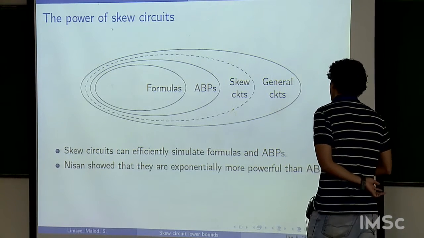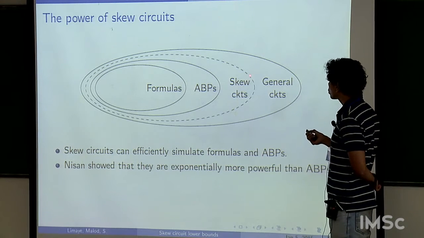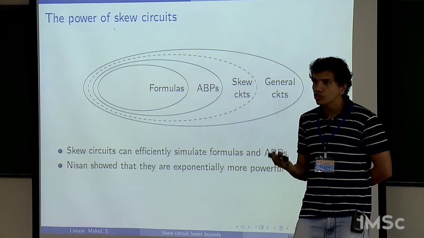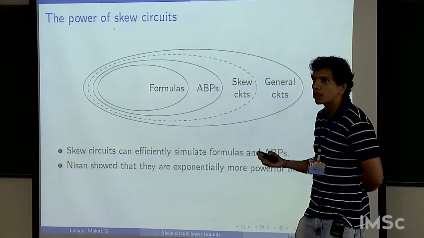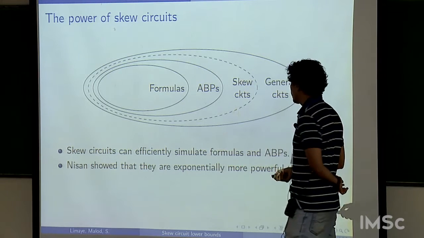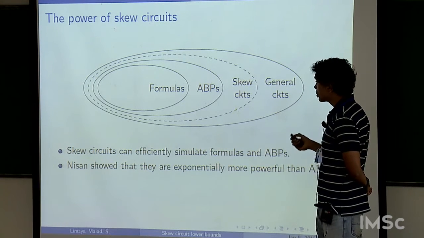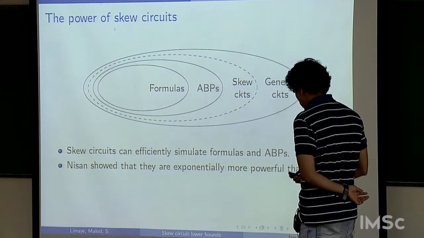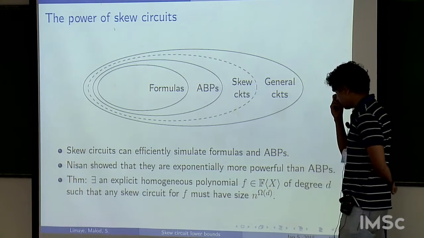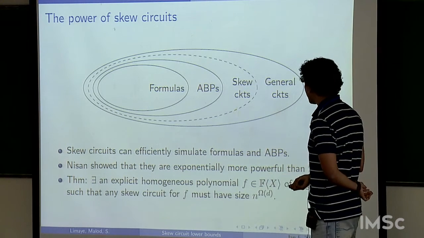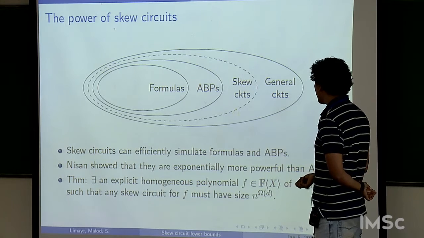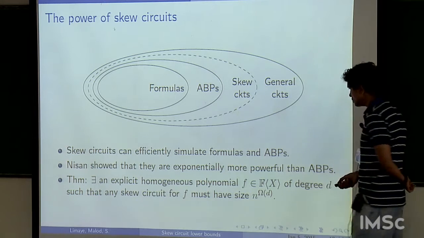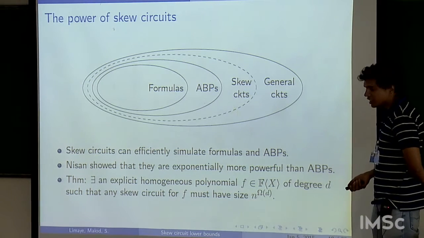And secondly, Nisan, in the paper that I talked about already, also showed that these are exponentially more powerful than ABPs. So there are polynomials that have small skew circuits, such that any ABP for these polynomials must be exponentially large. Therefore, proving lower bounds for skew circuits is really proving lower bounds for a much stronger model of computation, and this is what we are interested in. Once again, our theorem: there exists an explicit homogeneous polynomial f of degree d, such that any skew circuit for f must have exponential size n to the omega d. Here n is the number of variables, d is the degree.